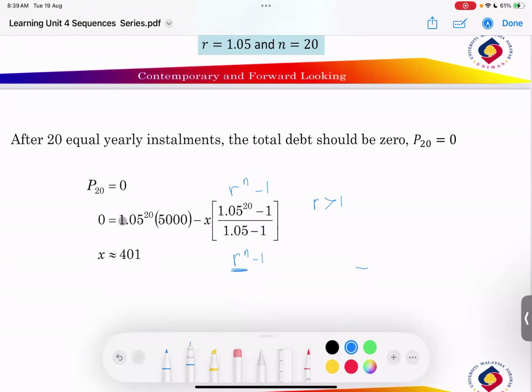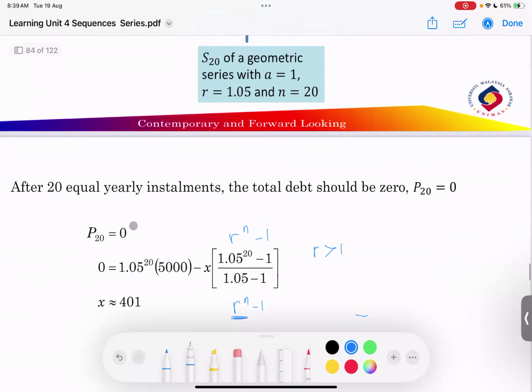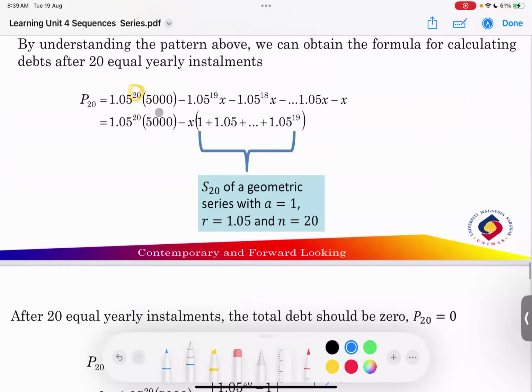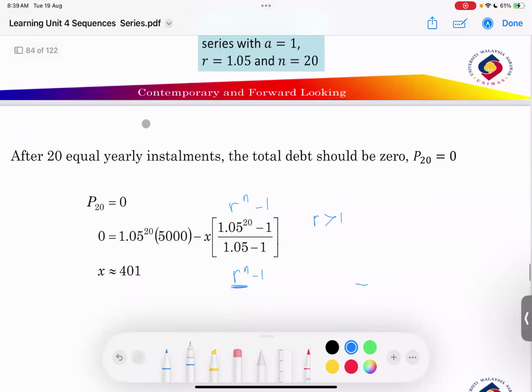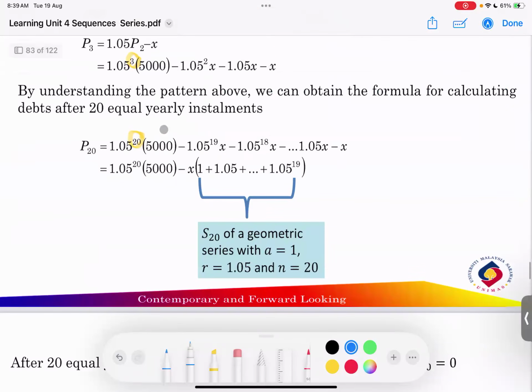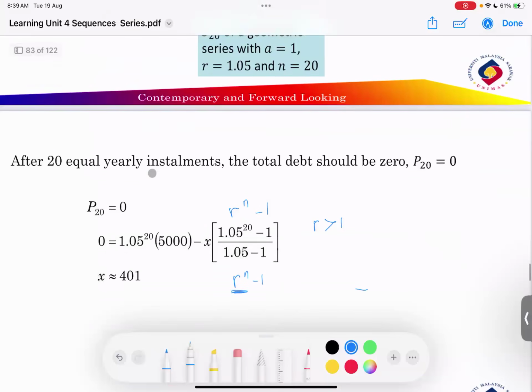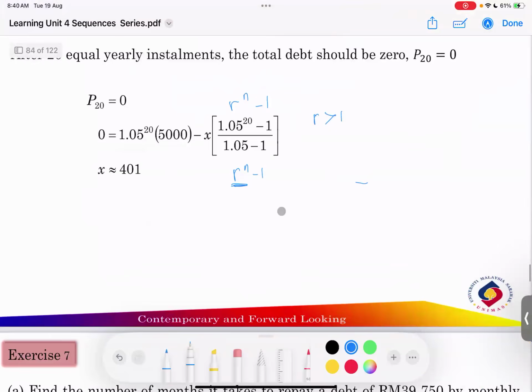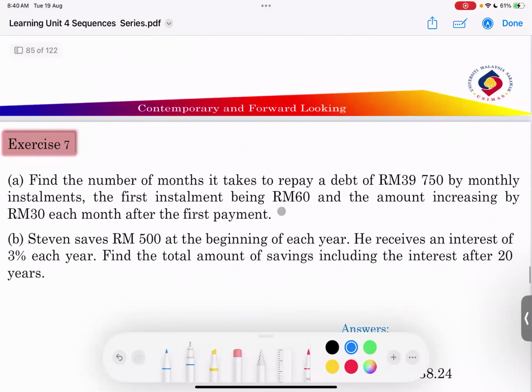Okay, so where do we get this one? We get this one from here, this one from here. Okay, right? So give yourself some time to look into this formula. Especially for problem solving questions like this, you need to really generate your own formula based on the conditions here, but also adapt and adopt the formulas that we learned before. Okay, all right, so we move on to exercise number 7.